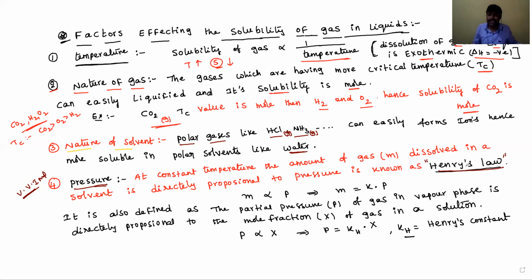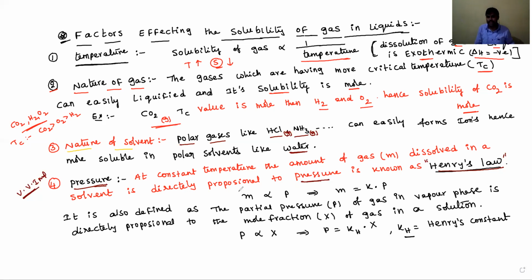So how is the pressure affecting the solubility of gas in liquids? If you are increasing the pressure, then the amount of gas dissolved in a solvent will increase, which means it is always a directly proportional relation. Okay students, at constant temperature the amount of gas dissolved in a solvent is directly proportional to pressure.